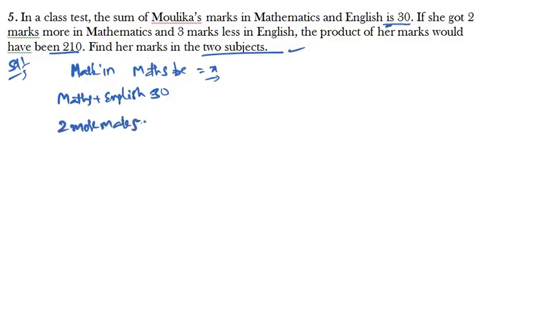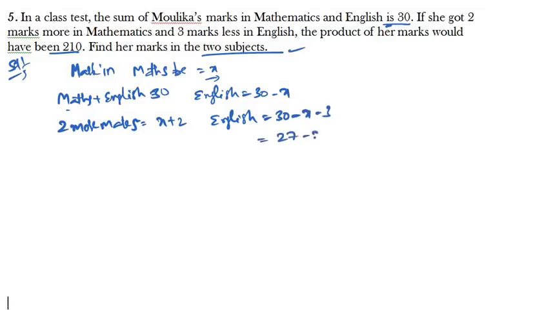2 more marks means X plus 2. And she got 3 marks less than in English. So what is the English marks here? If maths plus English is equal to 30, then English is equal to 30 minus X. She got 3 less in English, and less than means minus 3. So English is equal to 30 minus X minus 3, which becomes 27 minus X.